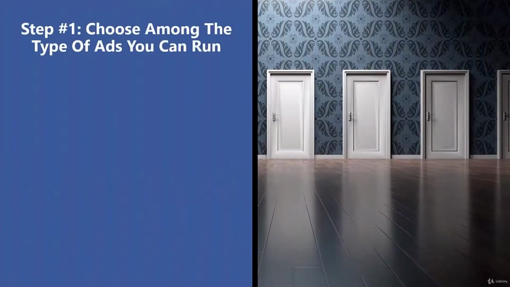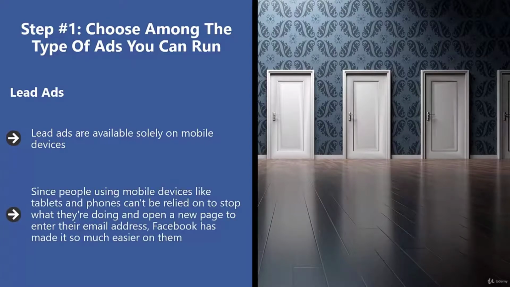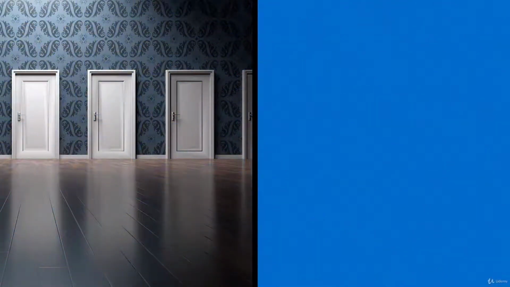Step number 1, choose among the type of ads you can run. Facebook accommodates a lot of different ad types. You can choose among the following depending on your overall objective. Lead ads. Lead ads are available solely on mobile devices. They are designed for a one-click subscription. Since people using mobile devices like tablets and phones can't be relied on to stop what they're doing and open a new page to enter their email address, Facebook has made it so much easier on them. They just need to click and the ad will supply you their information.